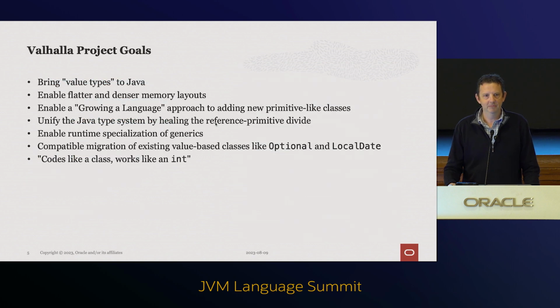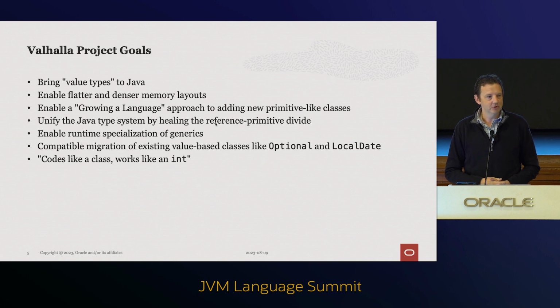So we started out the Valhalla project with a lot of goals. Some notion of bringing value types to Java. That's become looking for flatter and denser memory layouts, having a growing the language approach to primitives, so kind of turning primitives into something more like classes and turning classes into something more like primitives, unifying those two pieces of the type system into one.